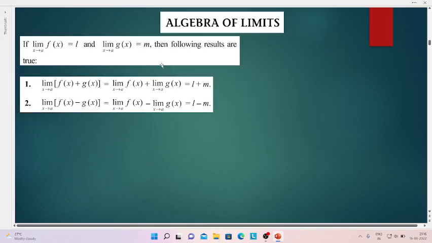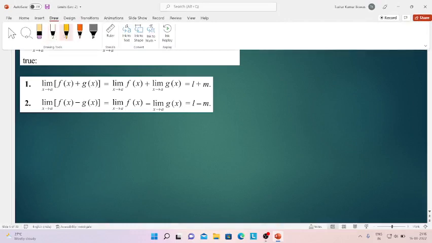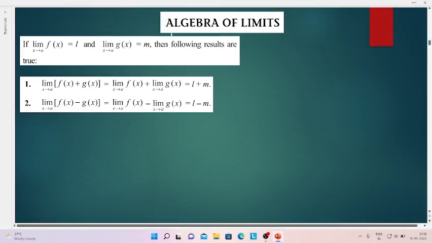Okay, let's move to the next slide, which is actually algebra of limits, right? Algebra of limits. What is actually algebra of limits? In this particular lecture, we'll solve some of the algebra, which is addition, subtraction, multiplication, division of functions with limits, right? So what does it say actually?